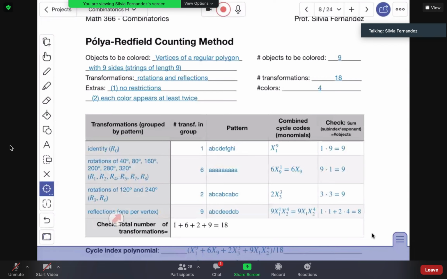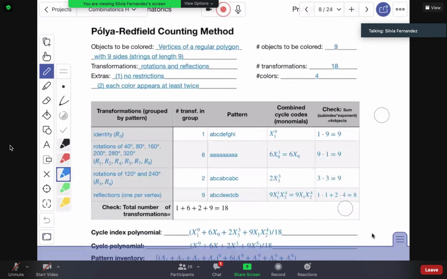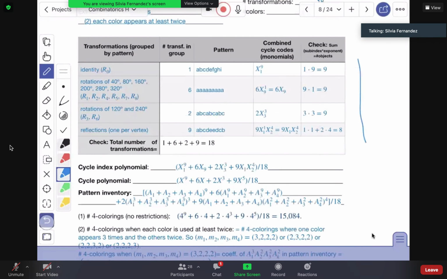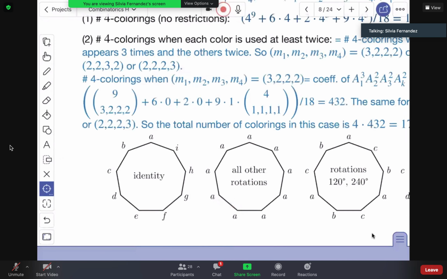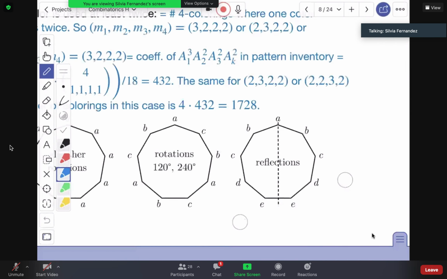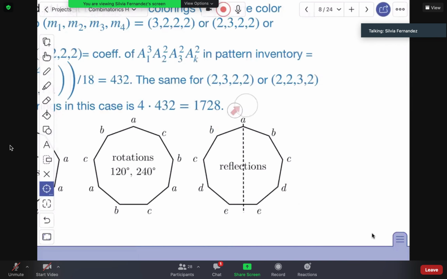Okay, so I have the reflections. I have 9 of them, and they essentially behave the same way. That's why I don't do one drawing for each or one pattern for each. I just group them. So there's 9 of them. And then here I wrote this pattern, but what I'm really thinking about is one of these figures over here. So reflection here, this one over here. So I just take one reflection, whichever it is, and I look at the pattern.